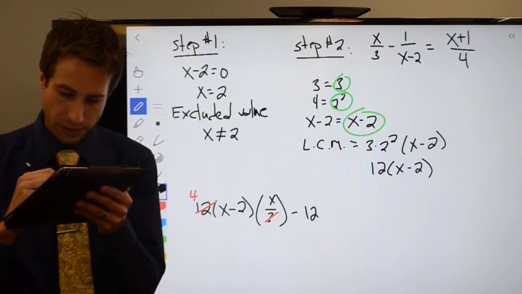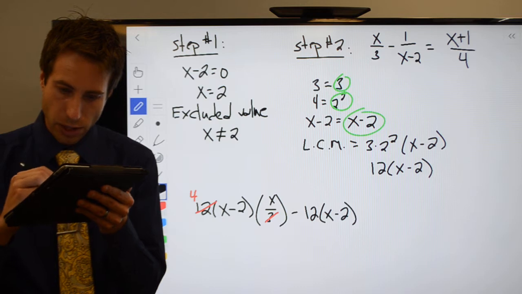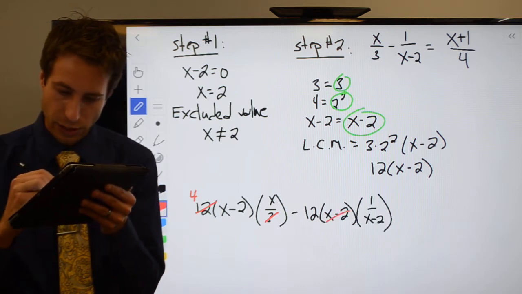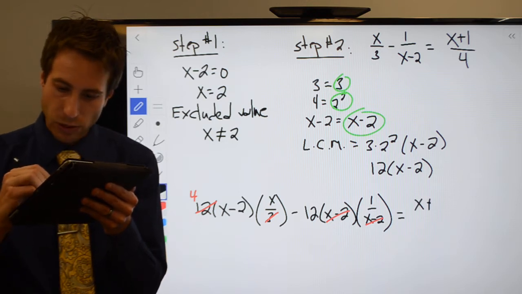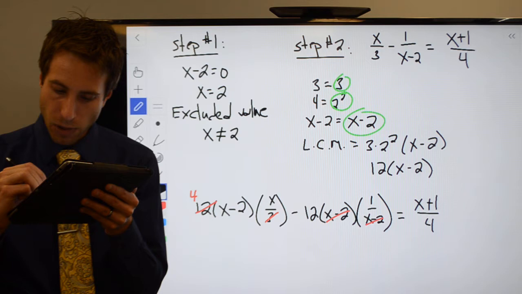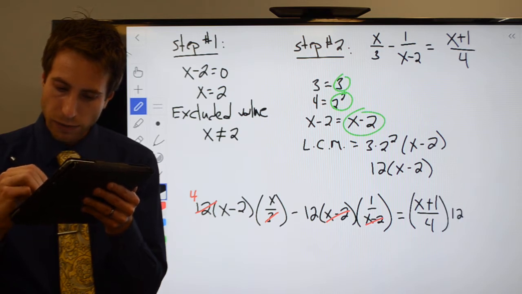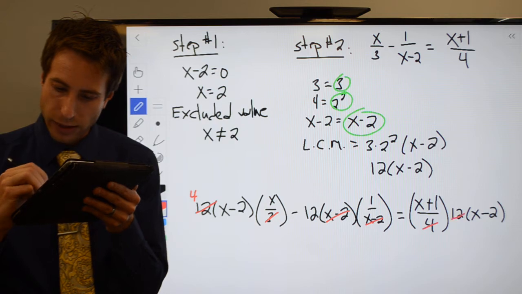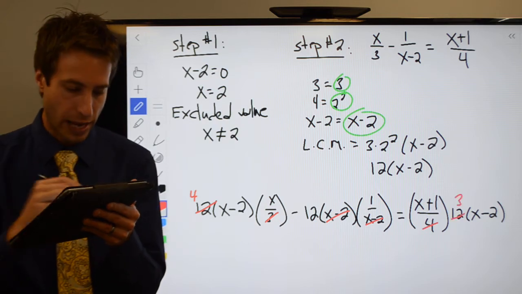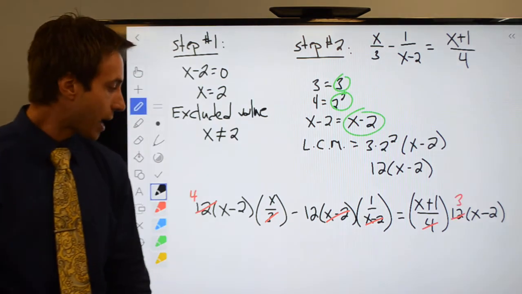It'll be 12 times x minus 2 multiplied by 1 over x minus 2. I'll go ahead and take care of that now. The x minus 2's will drop out. All going to be equal to x plus 1 over 4 multiplied by 12 times x minus 2. And again, that 4 will cancel the 12 and reduce it to a 3. All right, here's what I've got left then.